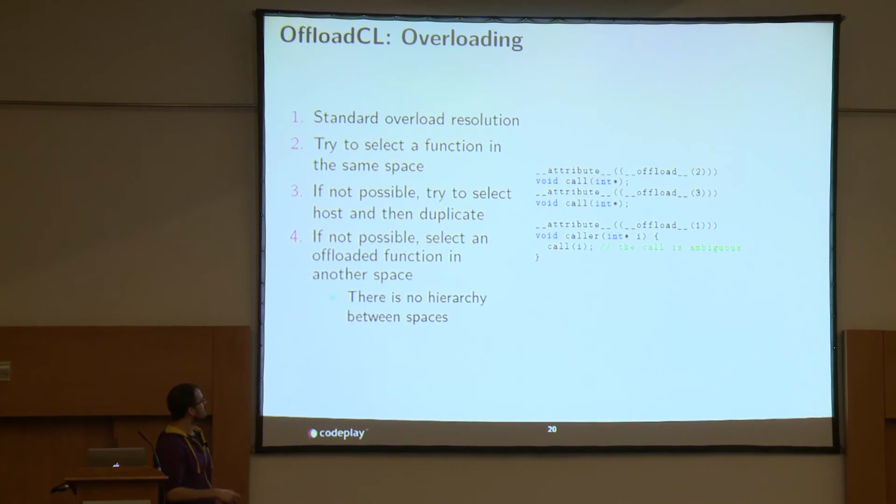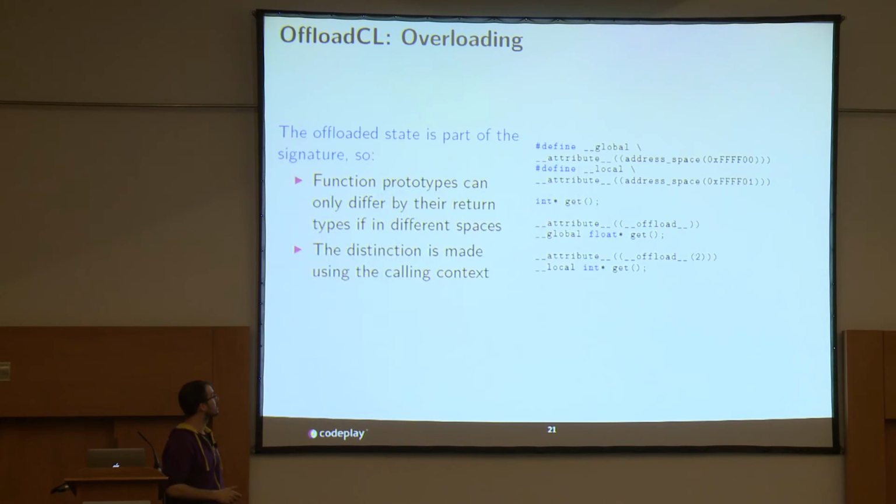Oh, sorry. We can swap spaces. So let's say this function doesn't exist, for instance. Only space 2 exists. Then the call is not ambiguous because I have only one candidate. So I can match it directly. So that's how we switch space.